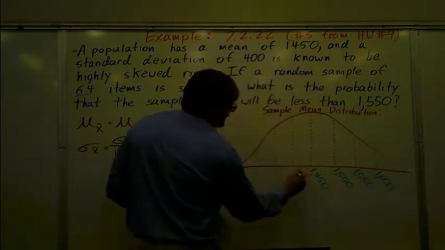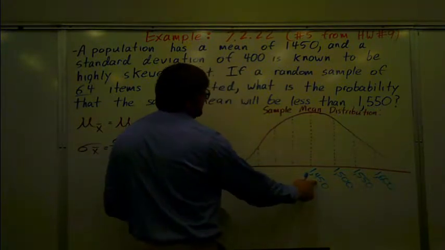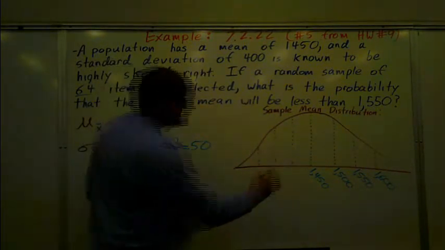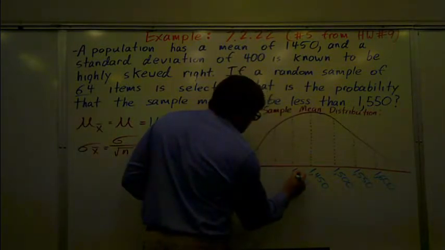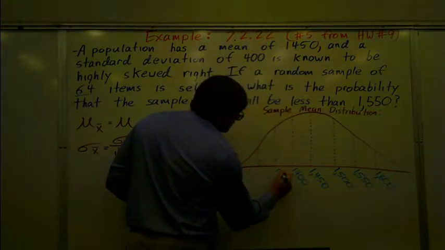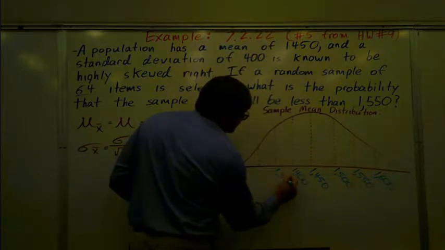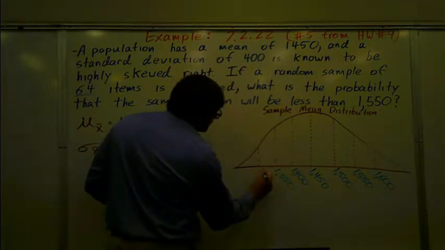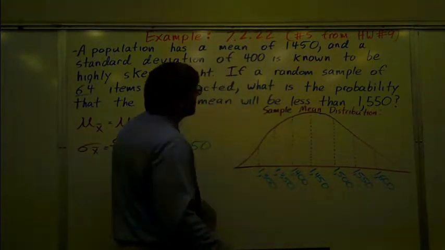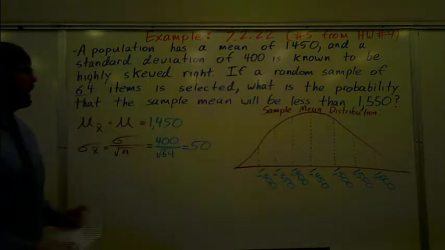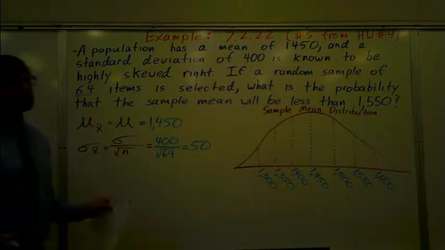And let's see, one standard deviation below the mean, 1,450 subtract out 50 is just going to be 1,400. Then 1,350 for two standard deviations below. And 1,300 even for three standard deviations below. Now, I'm just graphing that out to show you guys what's going on.